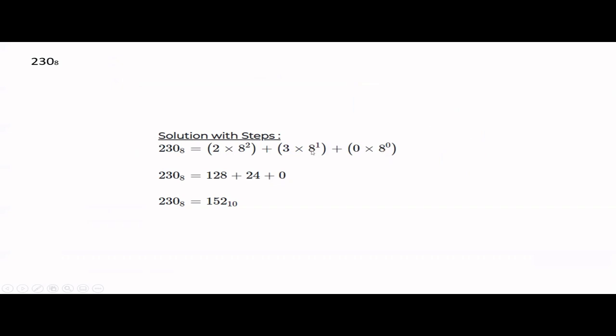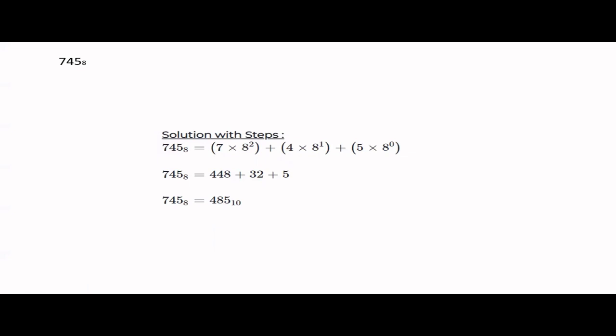So here it's 8 into 1 means 8. 8 into 3 is 24. 8 to the power 2, that is 64. 64 into 2 is 128. So then you add everything and then you can get the answer 152 with the base 10.